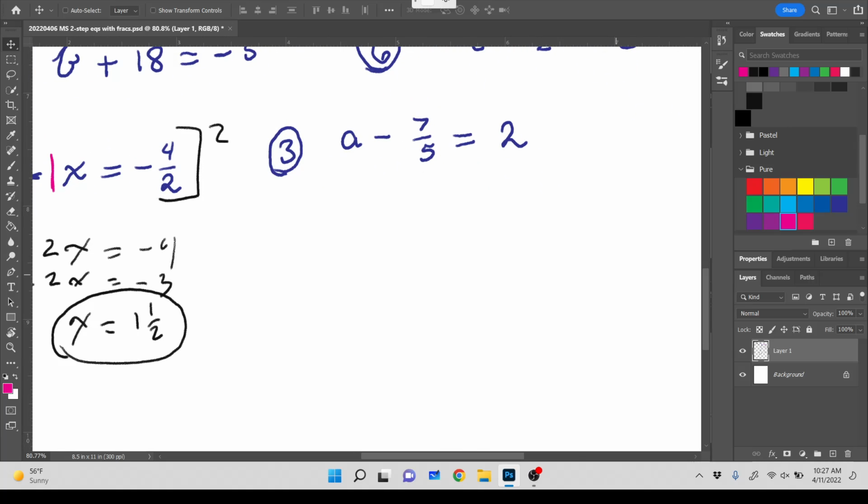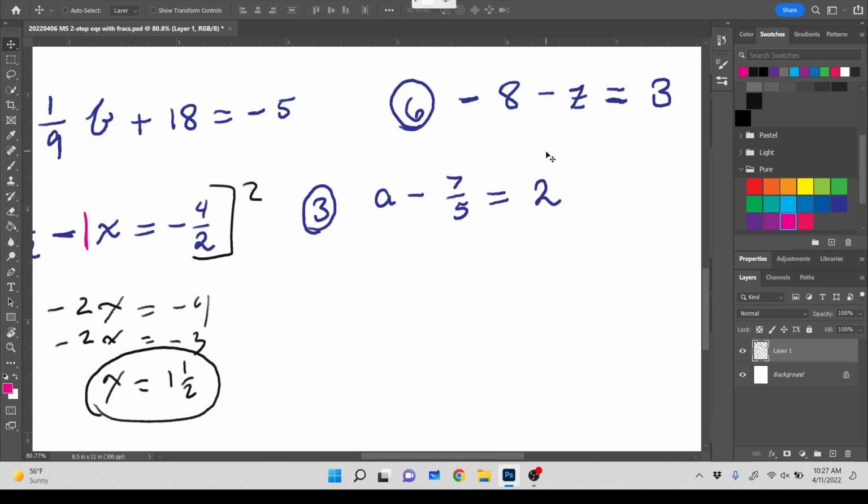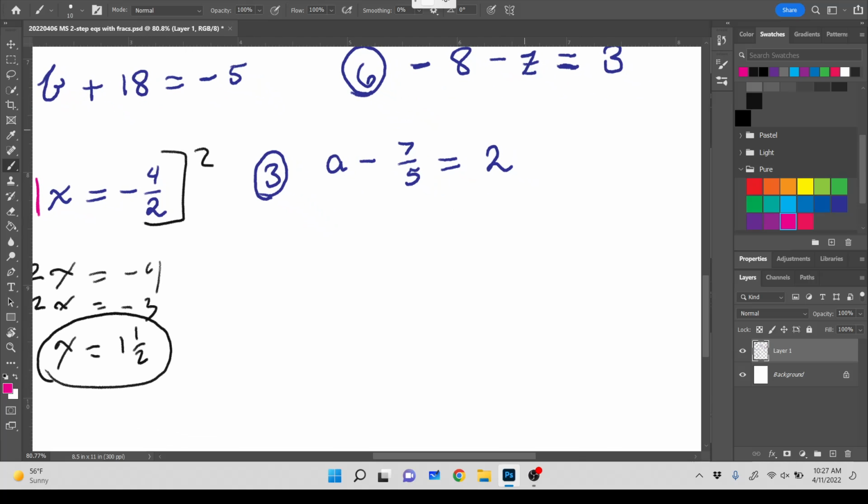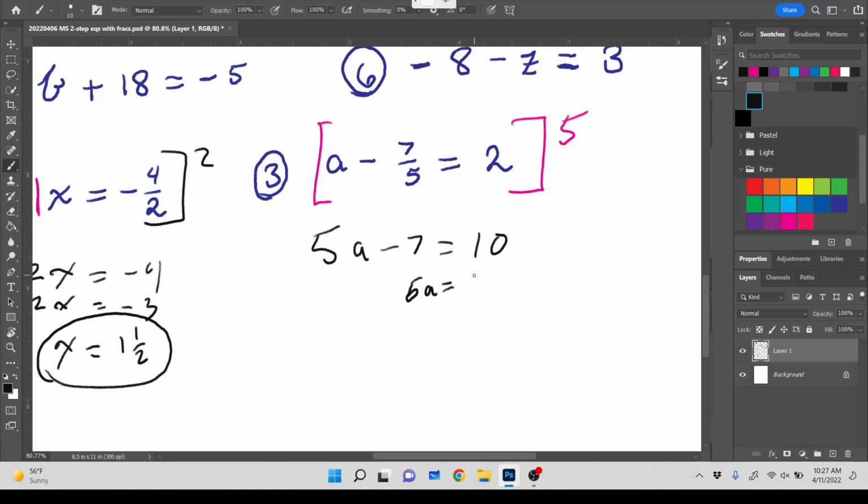Okay, so then the next one we would have multiplied times, sorry, trying to go too fast. Multiplied times 5, right? And so then when we did that, we would end up with 5a minus 7 equals 10, right? And then we would have added 7 to both sides and ended up with 5a equals 17. And then when we divided the 5 off, we would have ended up with a equals 3 2/5. Questions on that problem?